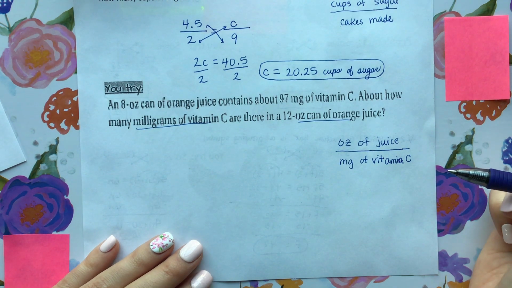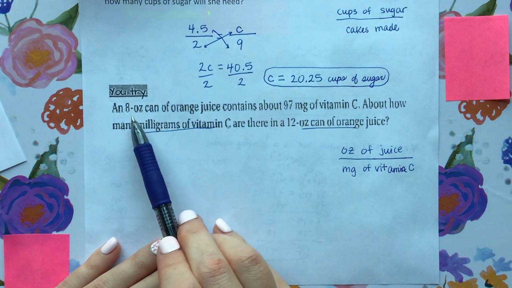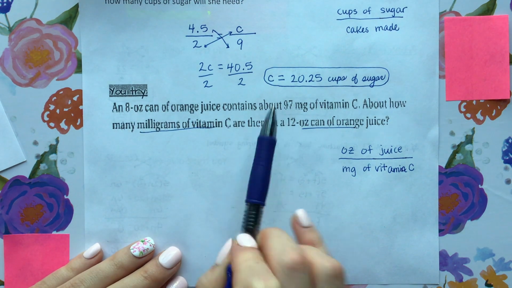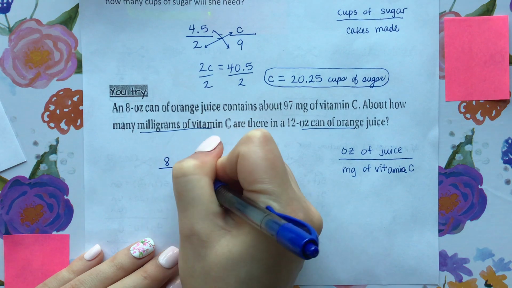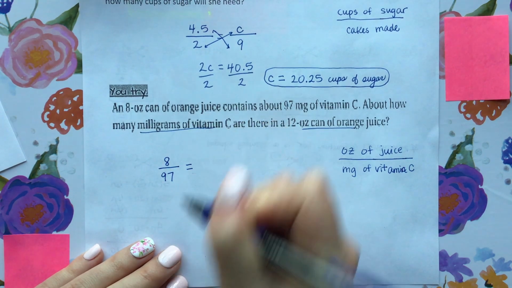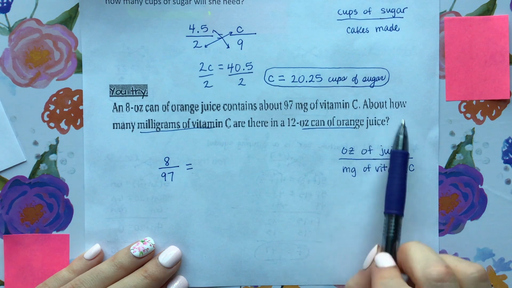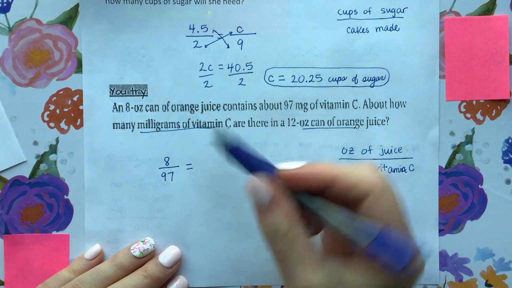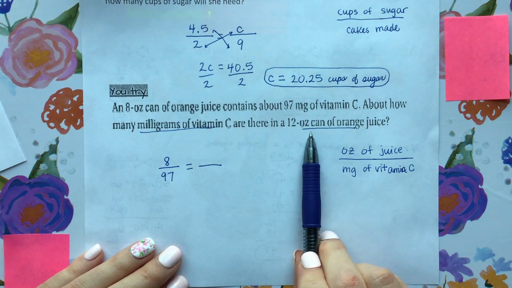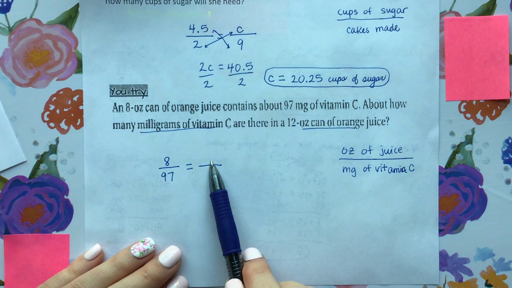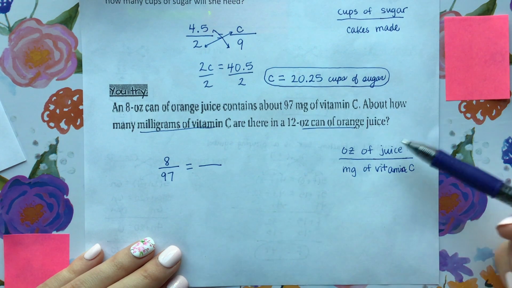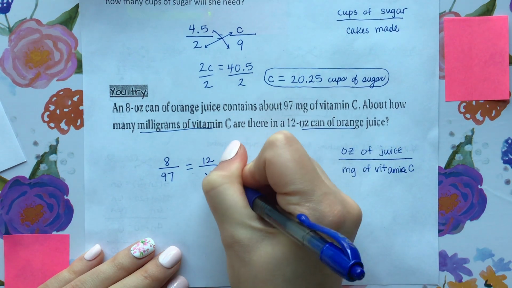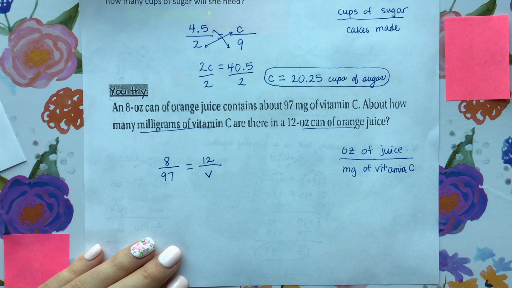Now I can go back and reread my problem and set up my 2 proportions. It says 8 ounces of orange juice has 97 milligrams of vitamin C. So I have 8 over 97, and that needs to be set equal to something else. About how many milligrams of vitamin C are there in 12 ounces of orange juice? Okay, the 12 is going to go on the top of this fraction because remember I decided that ounces of juice is at the top of my fraction. So it's going to be 12 over my variable.